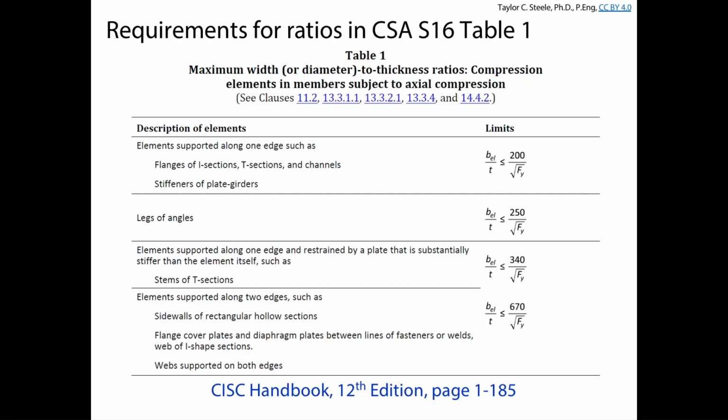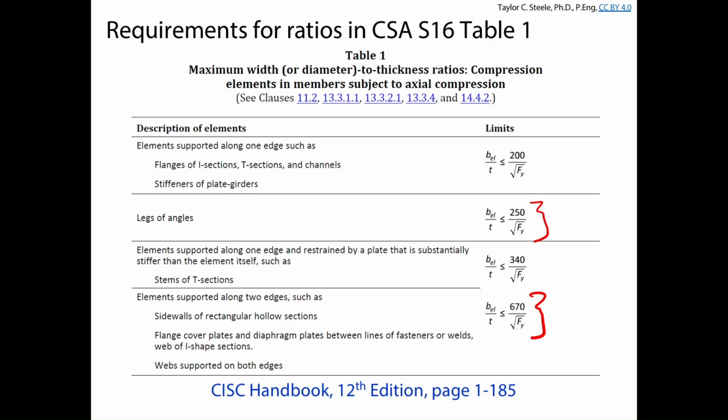Legs of angles is a little bit different. It's restrained along one edge, but because we just have the two plates, it's a little bit more of a strict requirement. So for legs of angles, we have 250 over the square root of Fy, and for stems of T's, 350 over the square root of Fy. For sidewalls of rectangular hollow sections or webs of different kinds of sections, there's that 670 divided by the square root of Fy that I had shown previously.